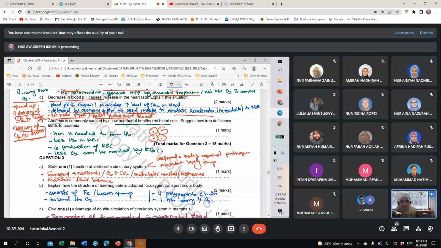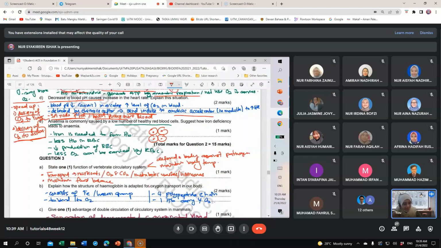Okay, so this decreases the production of red blood cells, and less oxygen can be carried by the red blood cell. Soalan ni satu markah je, kan? So if you just write, suggest how iron deficiency leads to anemia. Kalau tulis kat sini pun boleh juga, kan?